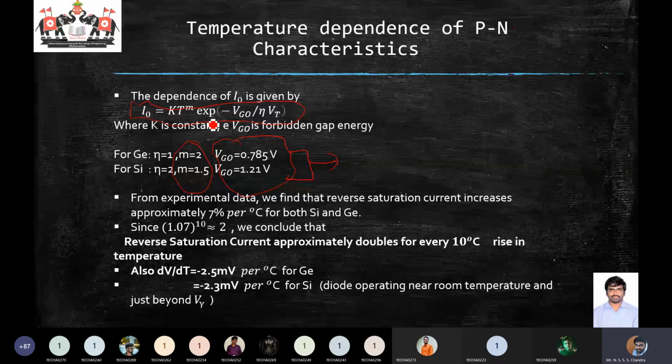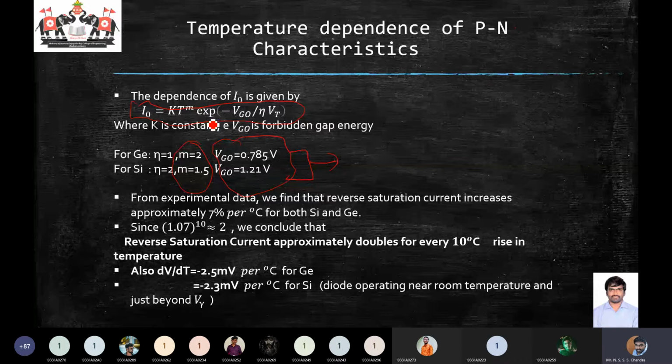From empirical, experimental data, we get that the reverse saturation current, that is I naught, increases around 7% per degree centigrade for both silicon and germanium. If 100% is taken as 1, then adding the 7% it becomes 1.07. Because the increase is exponential, cumulative, it is 1.07 per degree, so over 10 degrees, for every 10-degree rise in temperature, we get almost double the amount of current.